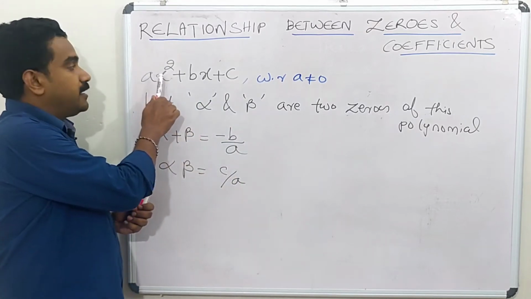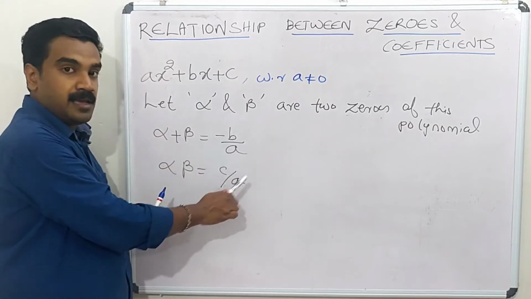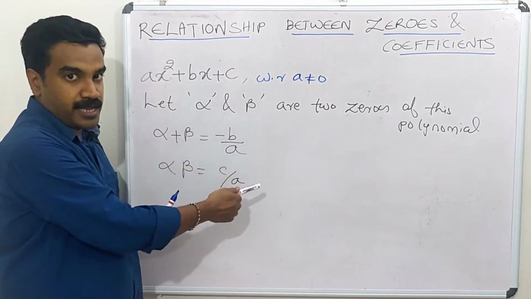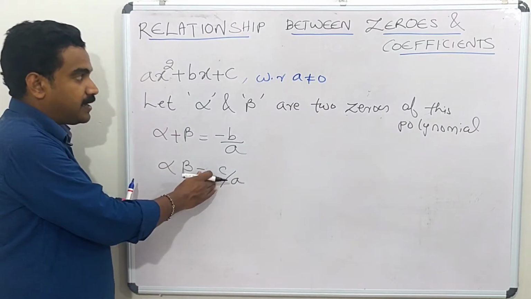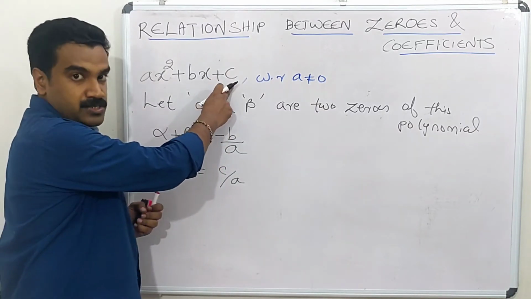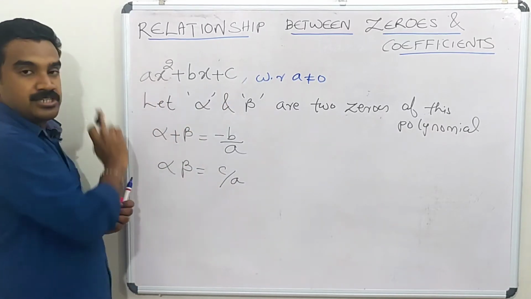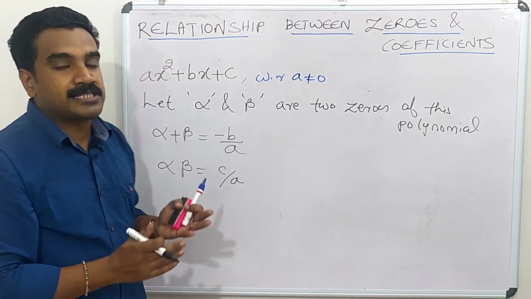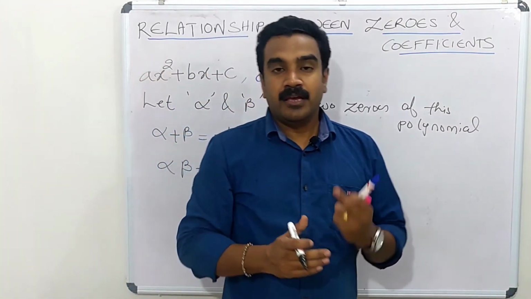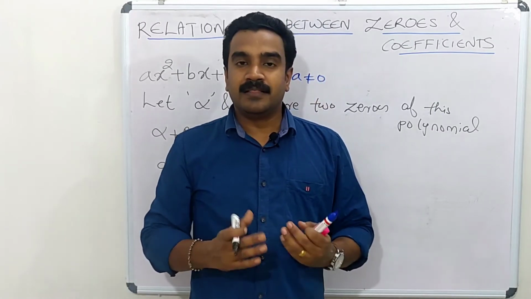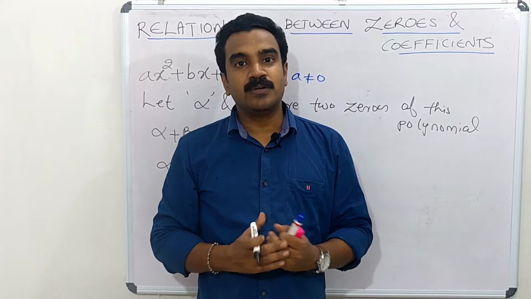What is a? A is the coefficient of x square. So alpha plus beta is equal to minus b by a, or negative coefficient of x by coefficient of x square. In the same way, alpha into beta is c by a. What is c? C is the constant term, divided by a, the coefficient of x square. This is the relationship between the zeros and coefficients of a quadratic polynomial. If the 2 zeros are alpha and beta, then alpha plus beta is equal to minus b by a, and alpha beta is equal to c by a.